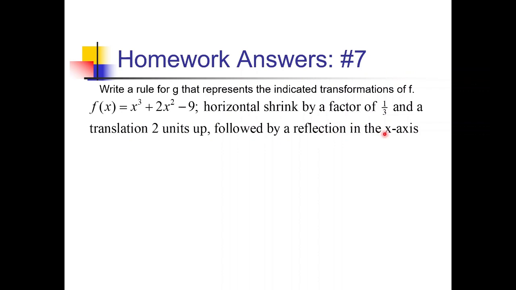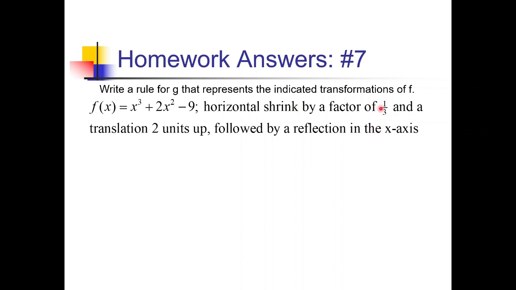This reflection in the x-axis, that is a vertical change, so that's non-negotiable. That's going to happen after we've done this translation. But I'm going to just do three new functions to represent each of these three changes. Again, the first two could happen in either order, but this reflection in the x-axis has to happen last. So let's do the horizontal shrink first by 1/3.